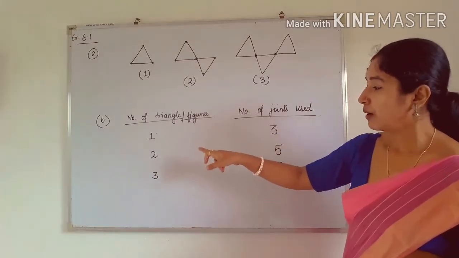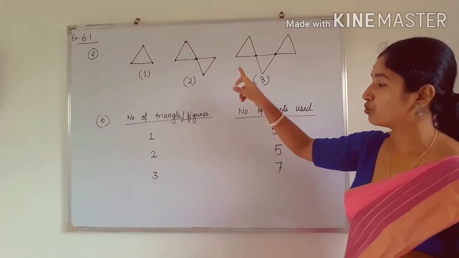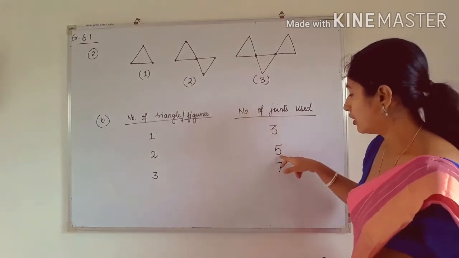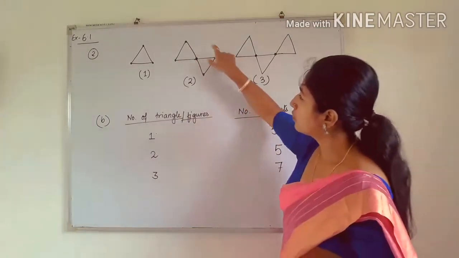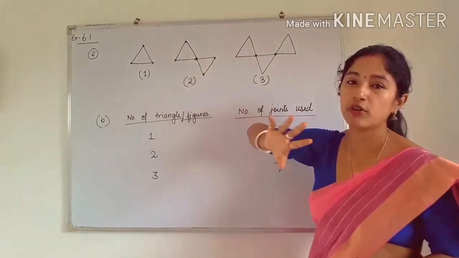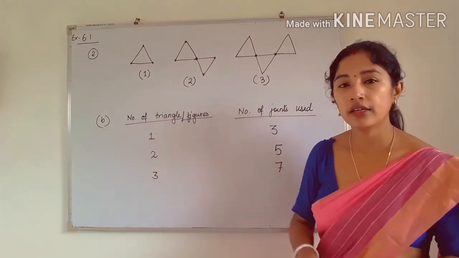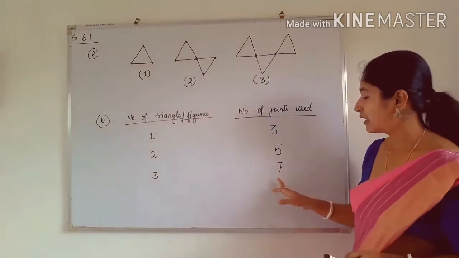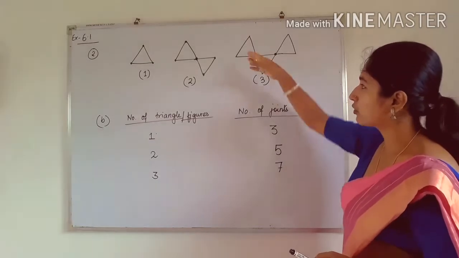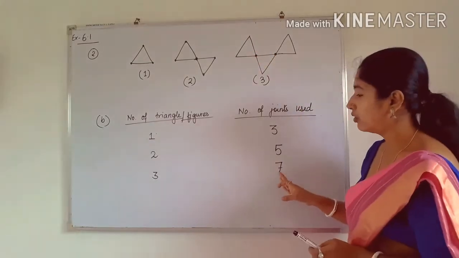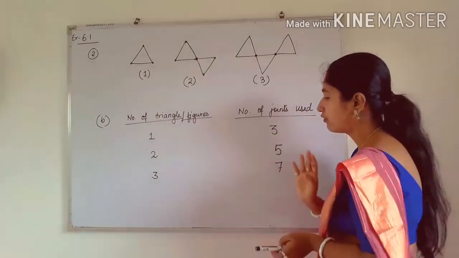Similarly, if the number of figures, that is the number of triangles, is 2, then the possible joints are 5. See, 1, 2, 3, 4, 5. We can use these 5 points to join another triangle. Similarly, in this case it is 7. You can count it and find the value. This is 7 for the third figure.